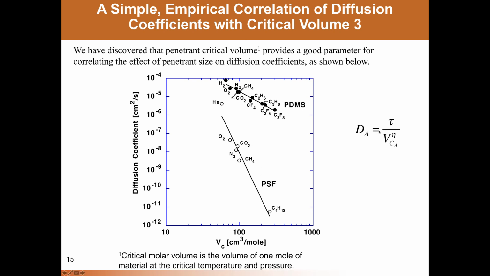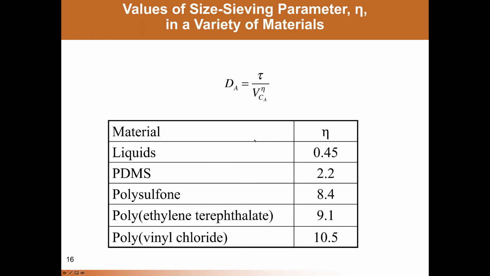curve, or this eta value, can give some indication of how strongly these materials sieve penetrants based on size, or how much one could distinguish between transport rates of these penetrants based on the size of the molecule. And that's very useful for applications like gas separation. These are some values of the steepness of that slope eta, going all the way from liquids up to things that are very glassy and very strongly size sieving.